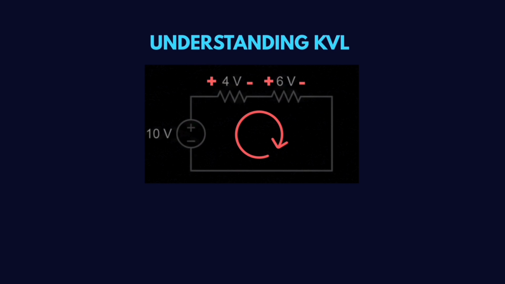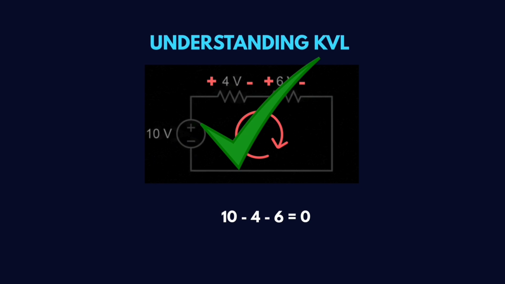Consider the single loop with a source and 2 resistors. The source is 10 volts, and the resistor drops are 4 volts and 6 volts here. So when you apply KVL, 10 minus 4 minus 6 is 0. Hence, we say KVL is satisfied.